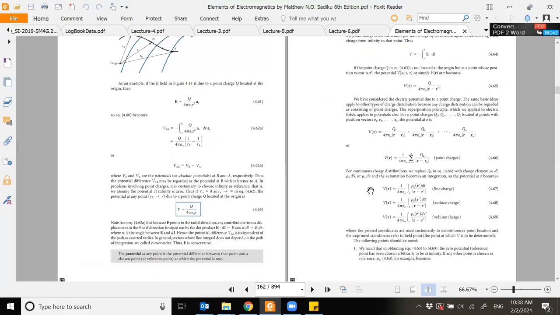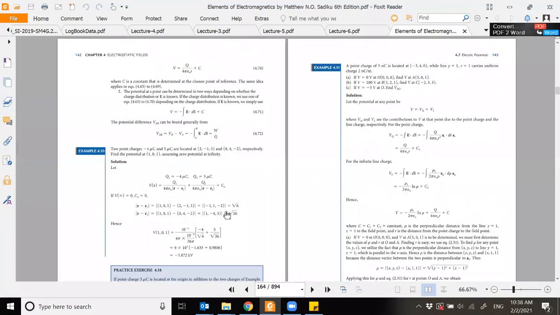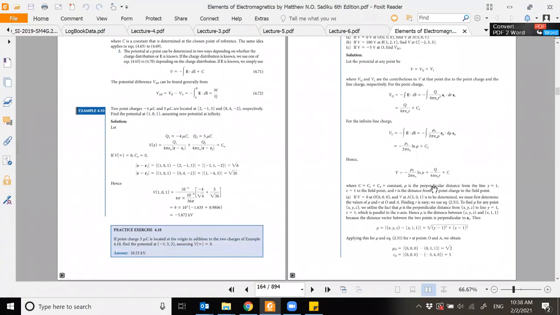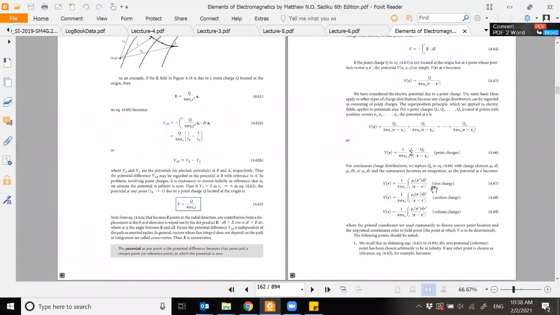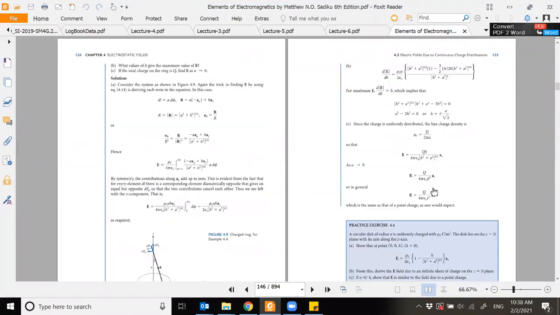For the electric potential, we have some examples for the two charges. We have an example for a point charge and a line charge, similar to what we did in our class. And then there is one more thing which I wanted to show you, a very good example. I think, yeah, this one.